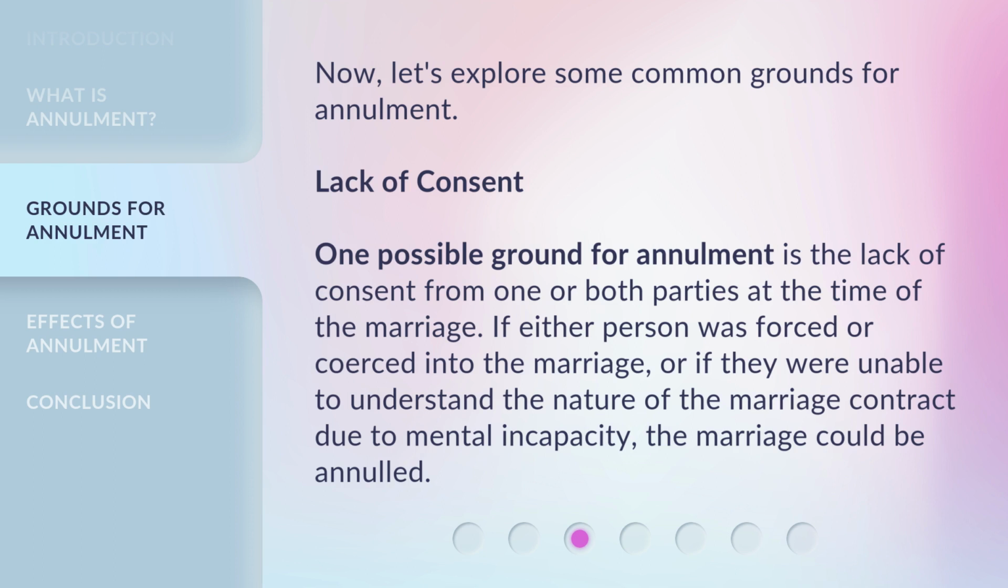Now, let's explore some common grounds for annulment. Lack of consent. One possible ground for annulment is the lack of consent from one or both parties at the time of the marriage. If either person was forced or coerced into the marriage, or if they were unable to understand the nature of the marriage contract due to mental incapacity, the marriage could be annulled.